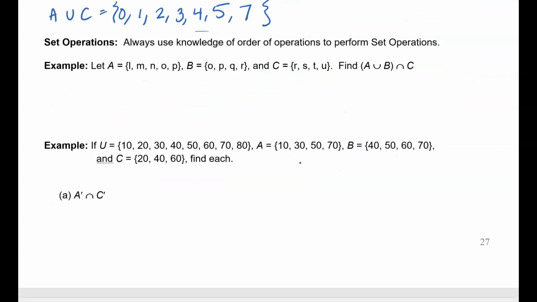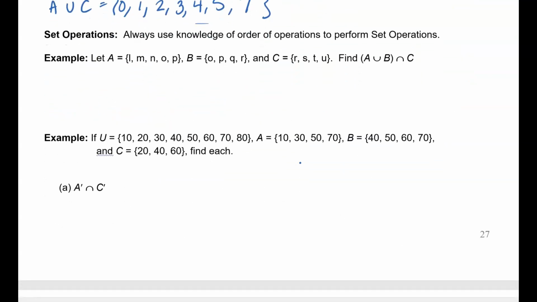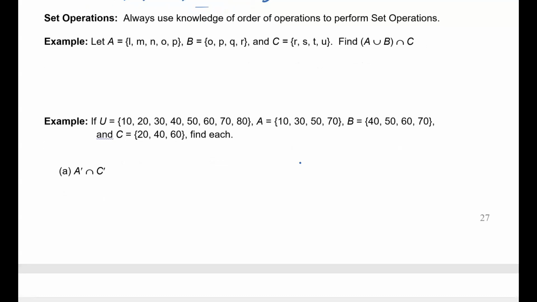So where this gets tricky is when we start to do multiple set operations at the same time. Well, I shouldn't say same time. You do them one at a time, but they're all within the same problem. So let's check out this example below. We've got a set A, a set B, and a set C, and we're asked to find A union B intersects C.